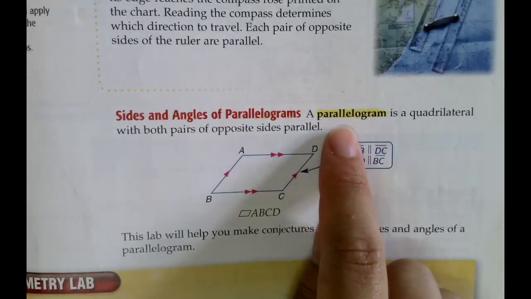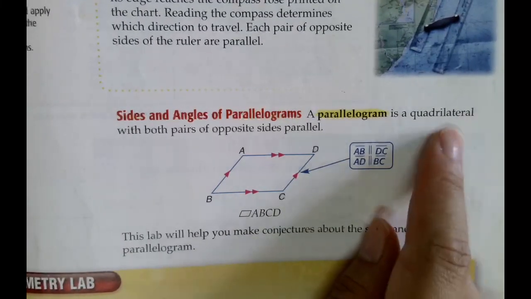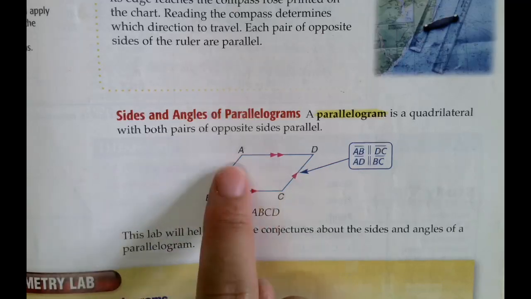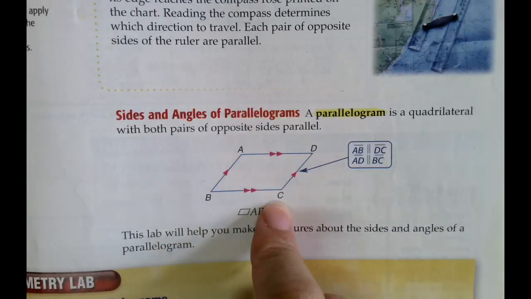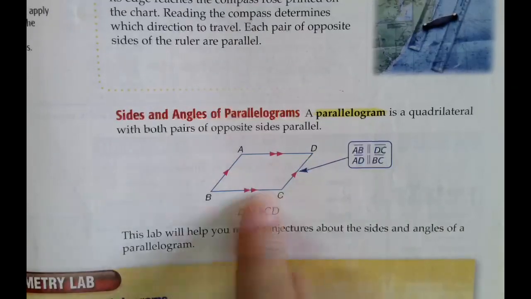So a parallelogram is a type of quadrilateral where both pairs of opposite sides are parallel. So here we see that AB is parallel to DC and AD is parallel to BC.